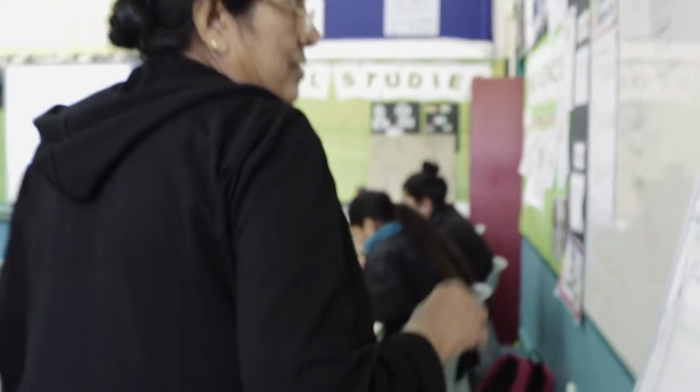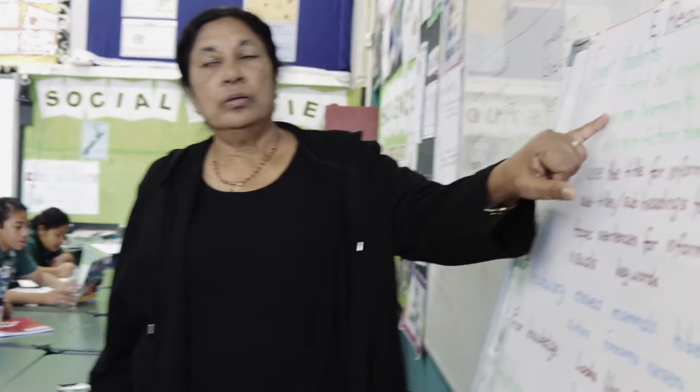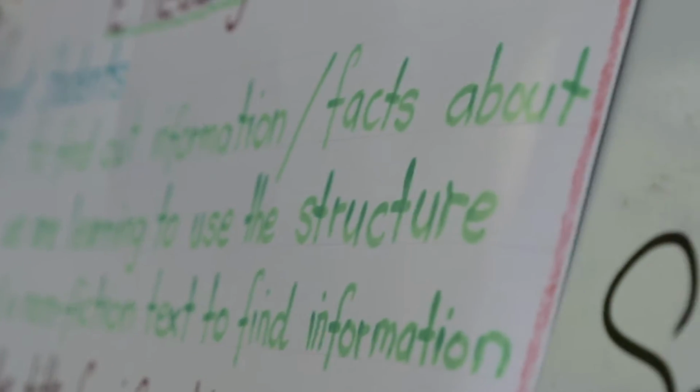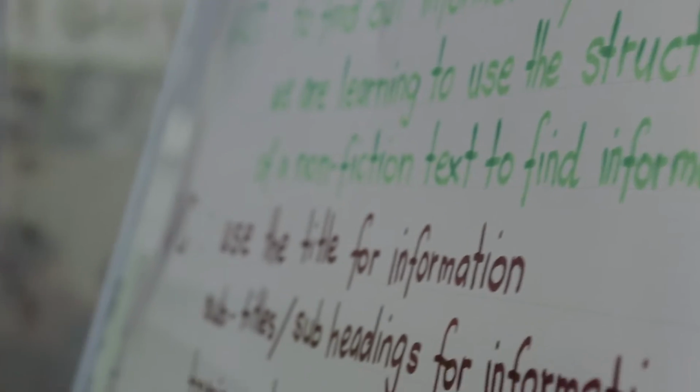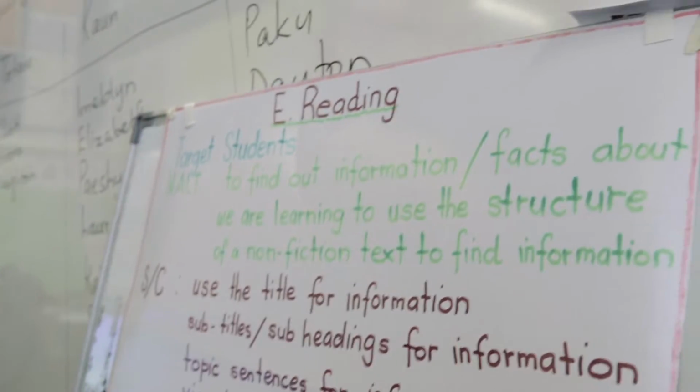What is our learning intention, class? Find out information facts. We are going to use the structure of a non-fiction text to find information. Why haven't I completed it with what it's about? Because it can be about anything. We can use this structure to find information in any text. Anything which we read which has information, we can use this. The structure of a non-fiction finding information text is that, class.